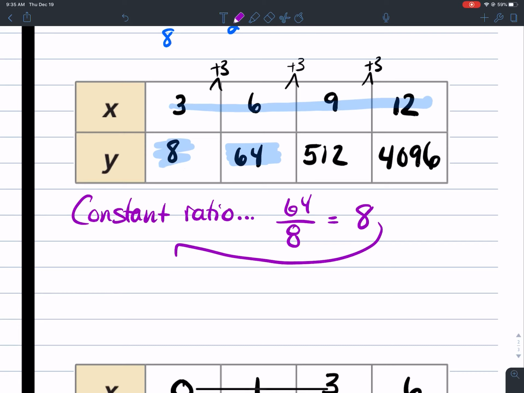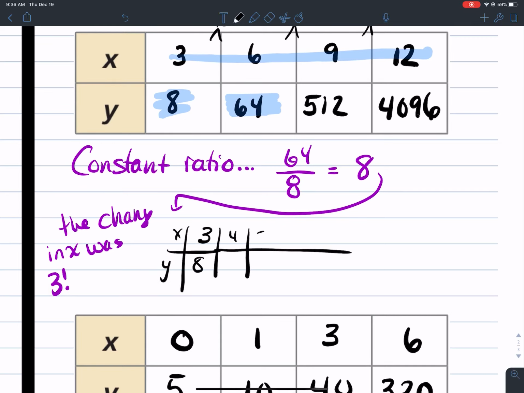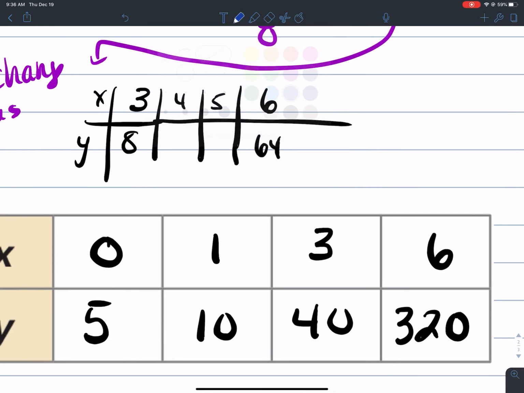But the change in x was 3. So what I'd want us to visualize here is I'm going to create our table a little bit bigger. If I started at 3 for the x value, we know that the y value was 8. Now we skipped a bunch. So we skipped 4, we skipped 5, and then we ended up at 6, and we got to 64. So what I'm wondering is what did I multiply by to get from 8 to 64?